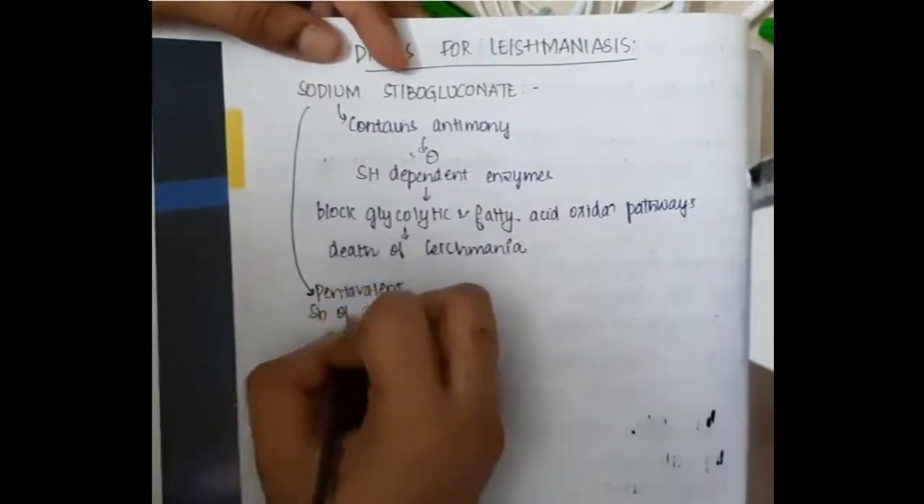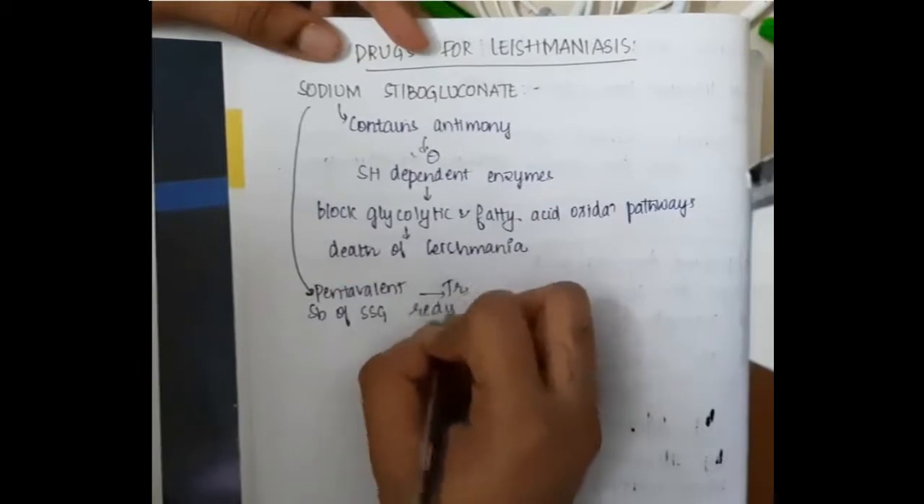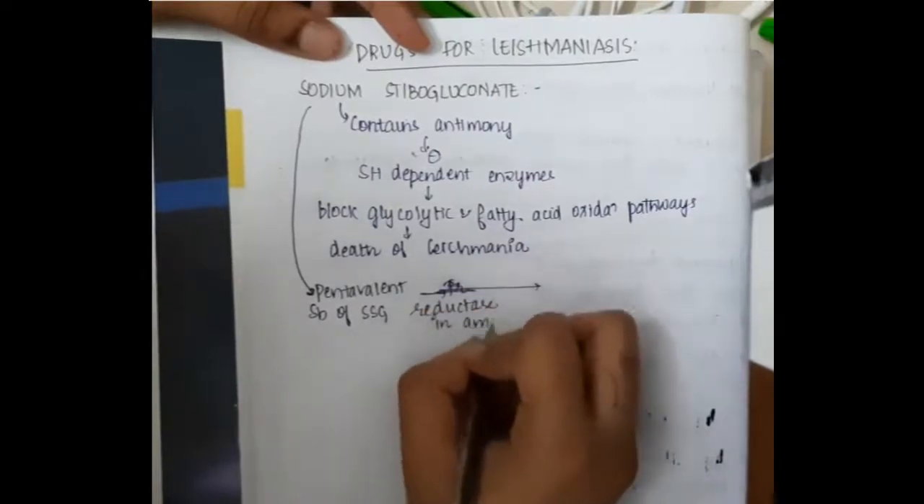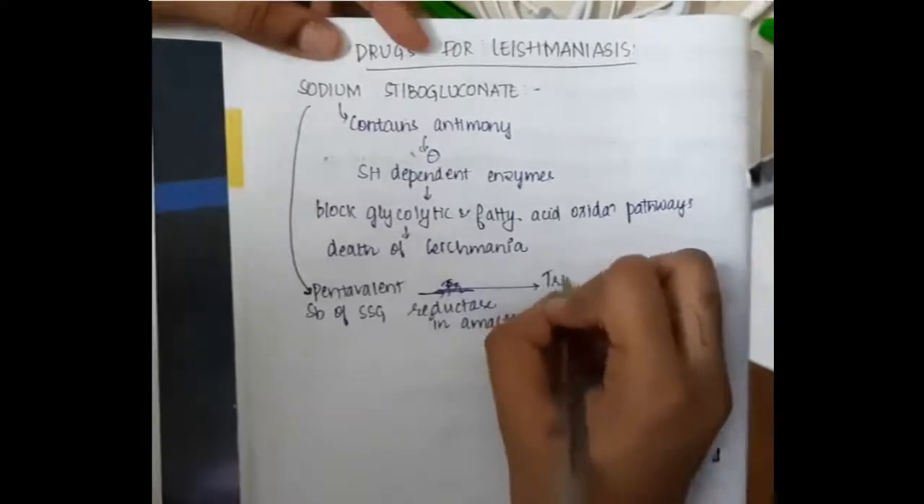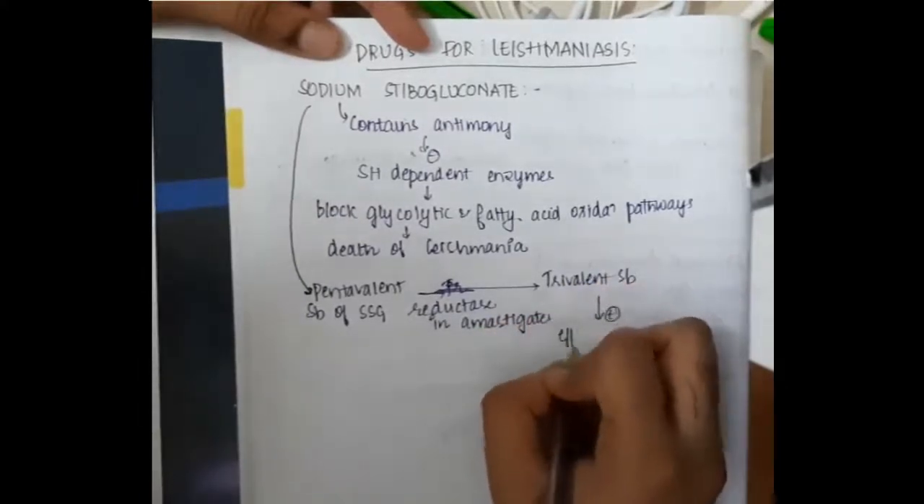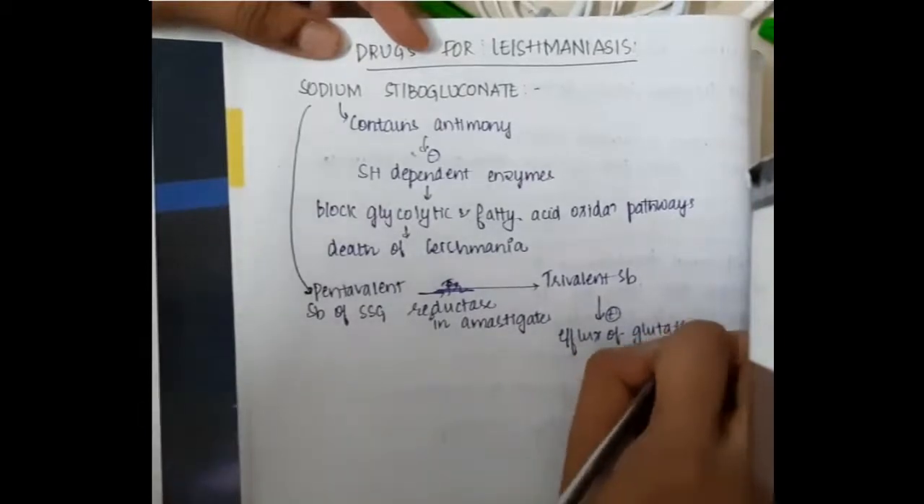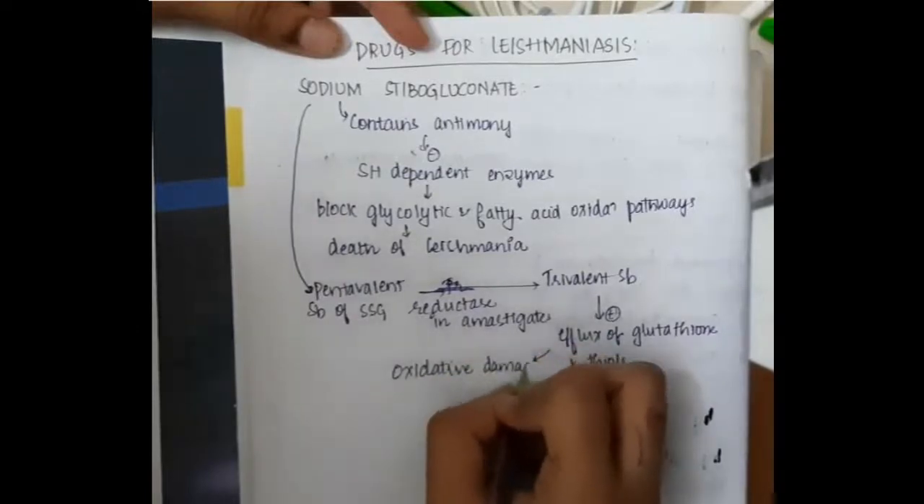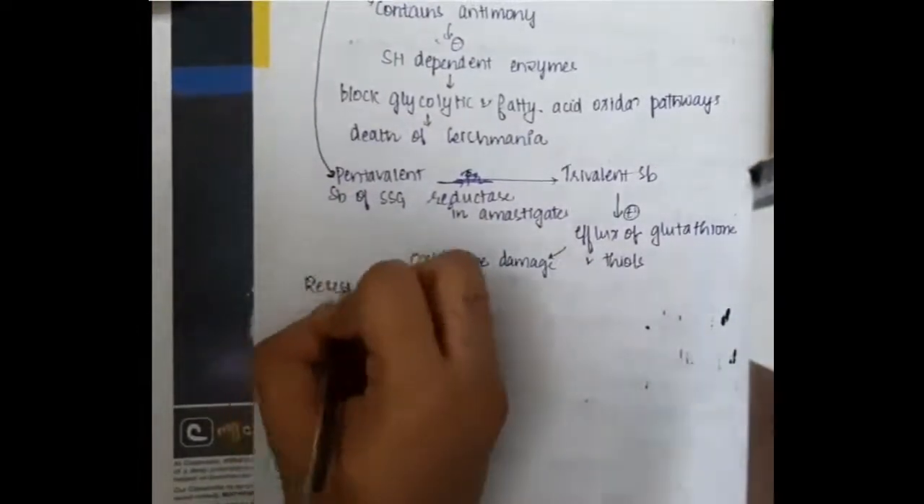Sodium stibogluconate contains pentavalent stibium, that is, Sb, the antimony of sodium stibogluconate. In the presence of reductase enzyme in amastigotes, it gets converted to trivalent stibium, which will activate the efflux of glutathione and thiols. This will cause oxidative damage. So this is how the drug acts.